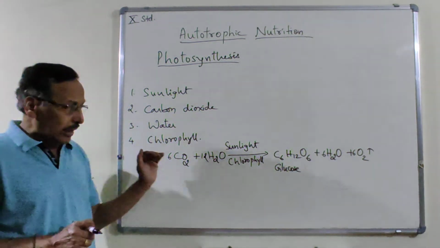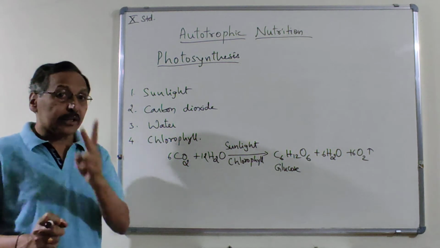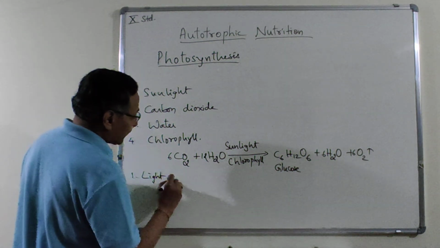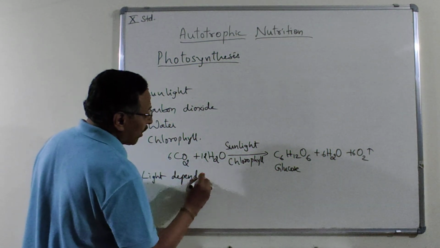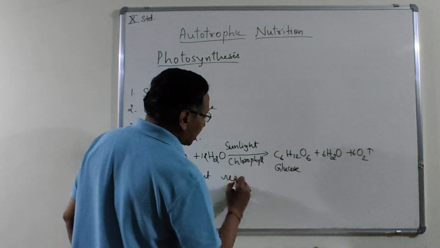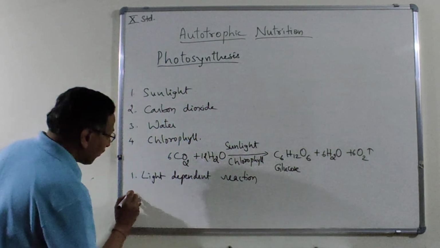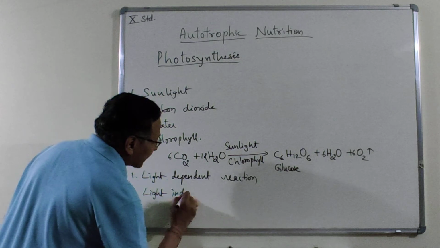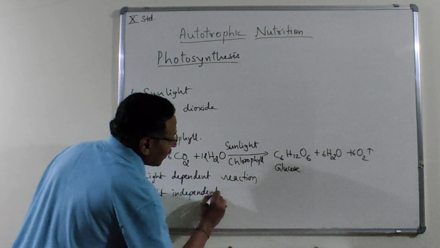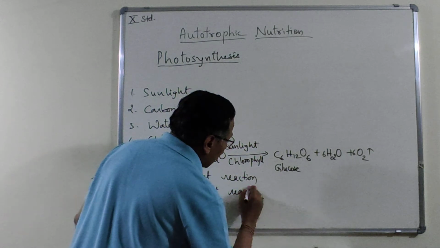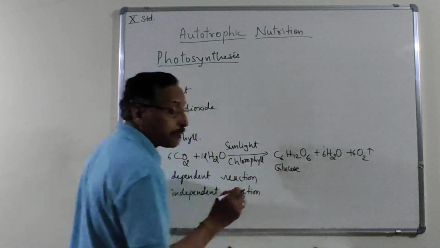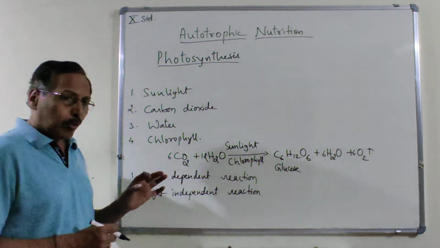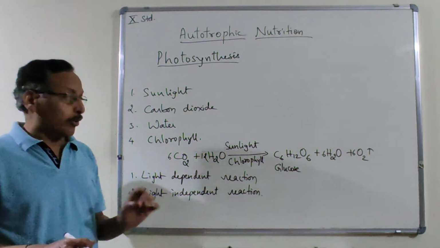Right? Now, I also told you that it takes place in 2 stages. One is called a light dependent phase or light dependent reaction, and second one is a light independent reaction. Light dependent reaction and light independent reaction. It is also called light phase and dark phase. Means what? For one step, light is very important, that is sunlight.